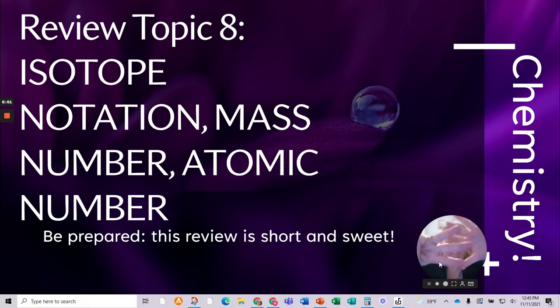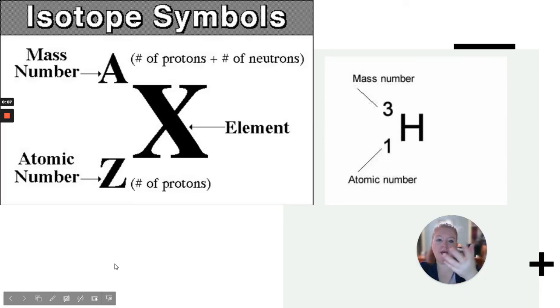Review topic number 8. We're on to isotope notation, mass number, atomic number. Okay, so isotope notation looks like this. You have the symbol of the element, and then to the left of the element, you have some numbers. The top number, the one that is higher, that's the superscript, would be the mass number. And the mass number represents the number of protons plus the number of neutrons, all the particles in the nucleus.